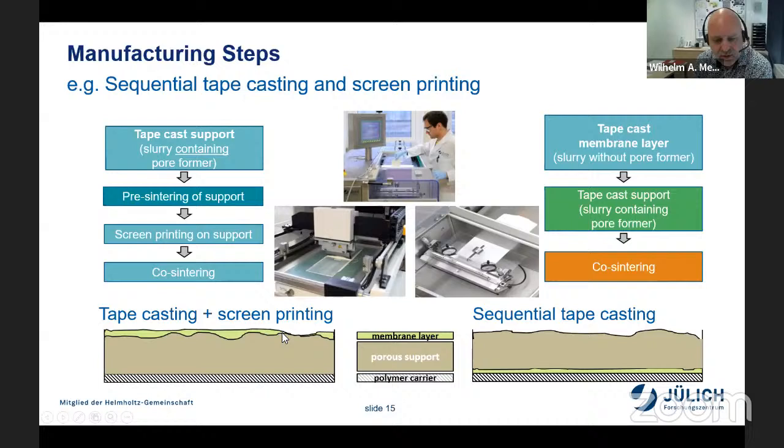But you can see what happens here. If we have a defect in our porous support, our thin membrane has also a defect, and then we cannot use it anymore. So for this reason, we decided to make everything with tape casting, the so-called sequential tape casting. And we coat the membrane layer first on the polymeric carrier because then it has a perfect surface. And in the second step, we coat the porous support on top of it. And then we make a co-firing and we get the device.